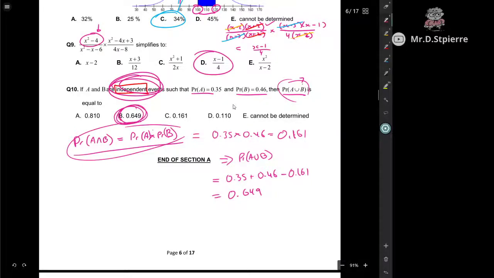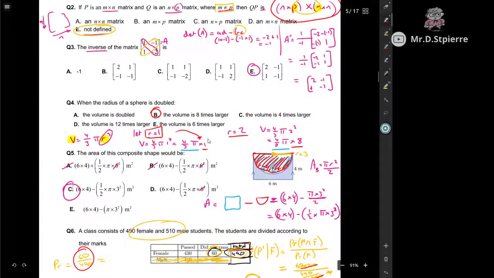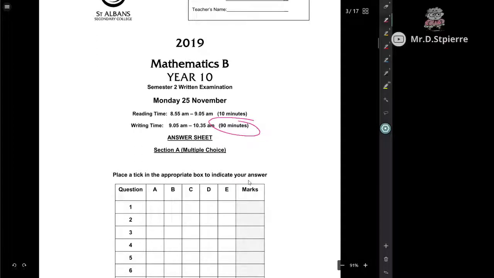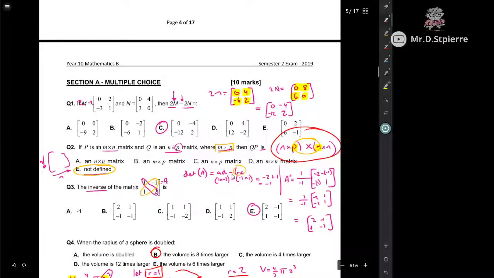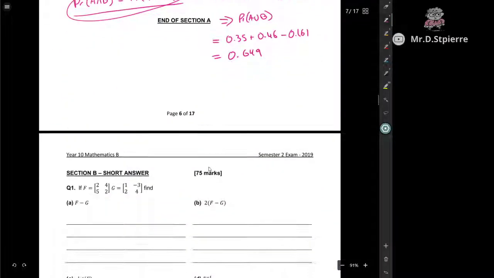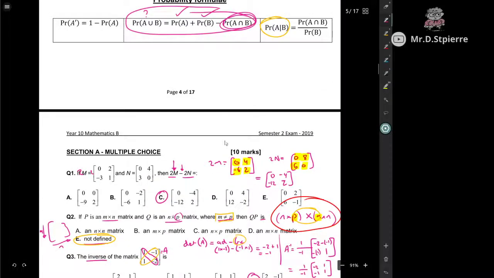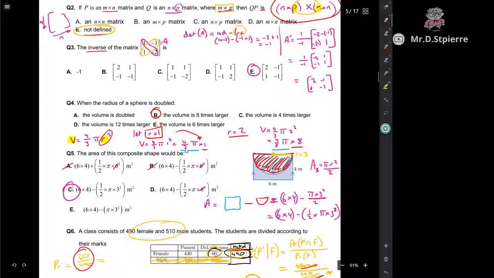That's it for the multiple choice section. As you can see, that took a while to go through. That was 31 minutes to go through to explain and show the working. Of course, we're expecting you to work through this much quicker because the test is 90 minutes long and there is a total of 10 marks in the multiple choice and 75 marks in short answer. So that's 85 marks. So you need to be close to a mark a minute. So realistically, that multiple choice section should only take you 10 minutes, not the 30 minutes I've taken to do the video.